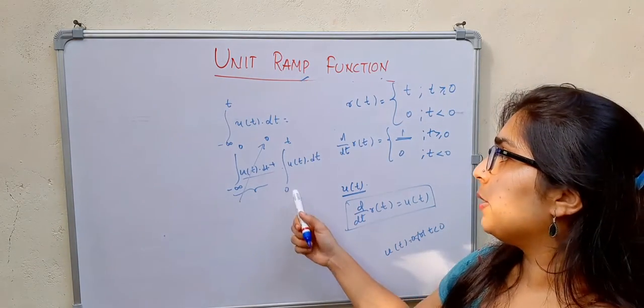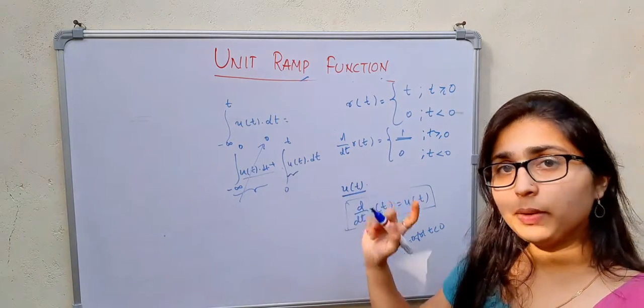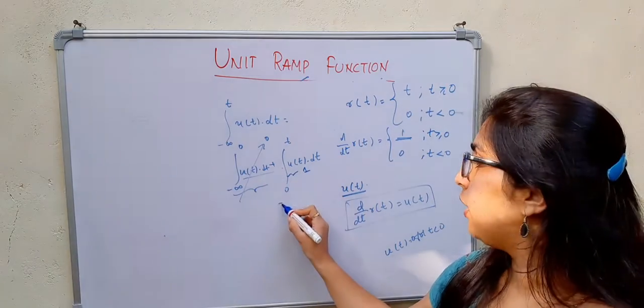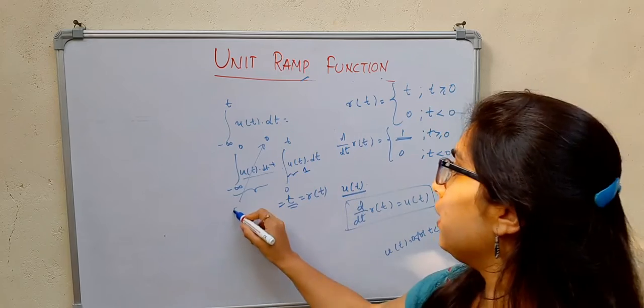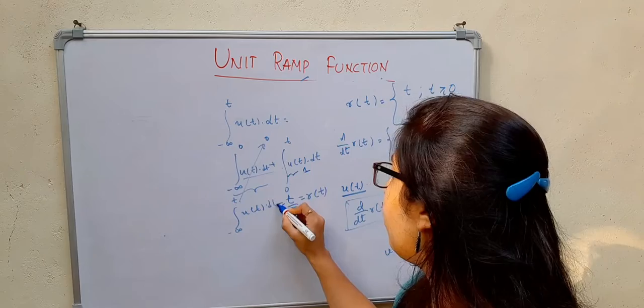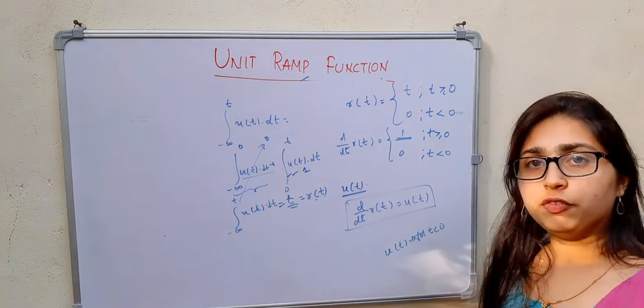So next, the remaining thing is 0 to t, u of t dt. In this case, your u of t will be equal to 1. So the integration of 1 will be equal to t. So t is nothing but r of t, right? So the integration of u of t will give you the ramp function. Differentiation of that will give you the unit step function.